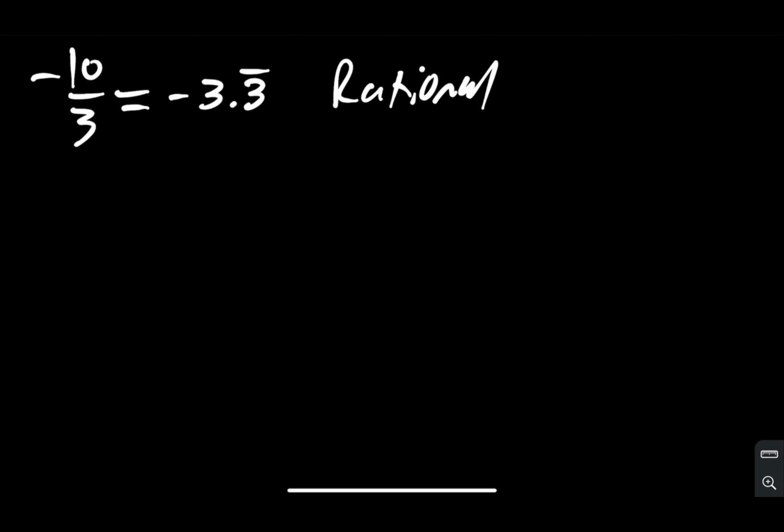Now, what about -10/3? Is this rational or irrational? And what is the decimal place behavior? Well, -10/3 is going to simplify out to negative 3.3 repeating. Since it's already written in integer form, it's going to be rational. And the decimal place behavior is going to be repeating, because that 3 is going to repeat and go on forever. So that's the decimal place behavior, and if it's rational or irrational.